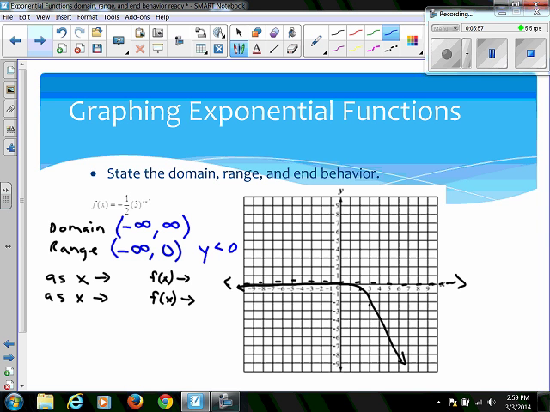Left side of the graph, as x approaches negative infinity, the y's are getting close to what? 0. So as x approaches negative infinity, f of x approaches 0. Right side, as x approaches infinity, what's it doing? Going down to negative infinity. As x approaches infinity, f of x approaches negative infinity.